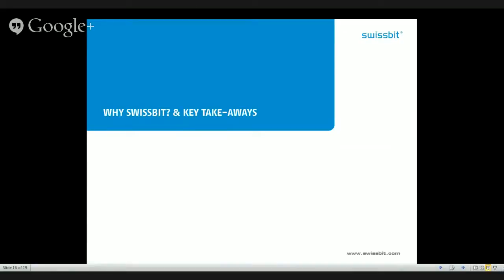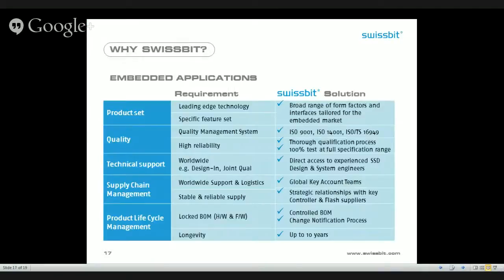So with that, what we're going to do is walk into why Swissbit and some of the key takeaways for the discussion today. So embedded applications have a lot of different requirements. There's a product set, quality, technical support, supply chain management, and product lifecycle. On the product set, you want leading edge technology, and you may have specific requirements or features that are needed for your embedded application.